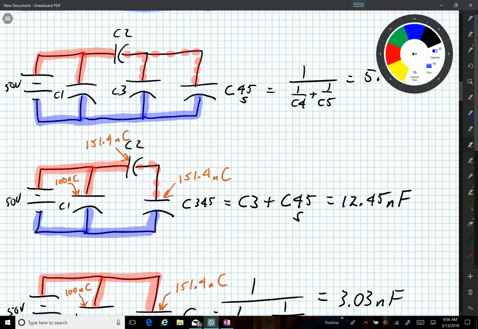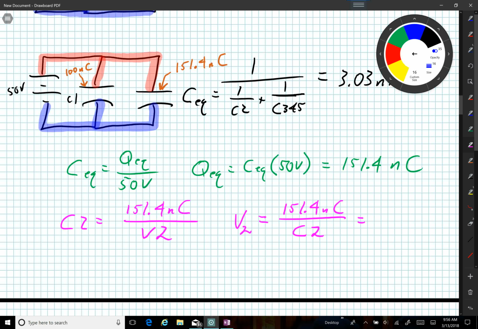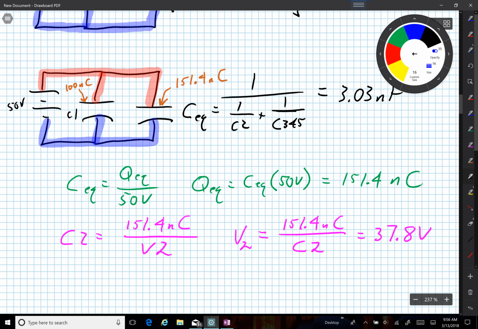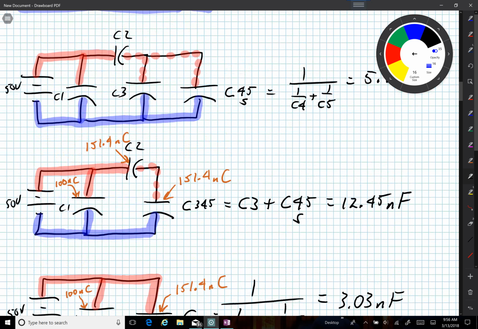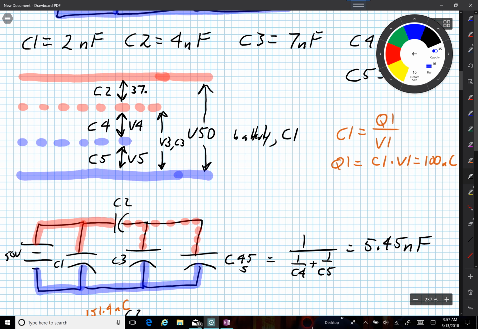Let me just remind myself what C2 was. 4 nanofarads. Okay, so this is going to be 4 nanofarads. 151.4 divided by that, I'm going to get 37.8 volts. That's V2. So let me go back and put that in my voltage map, 37.8 volts for V2.